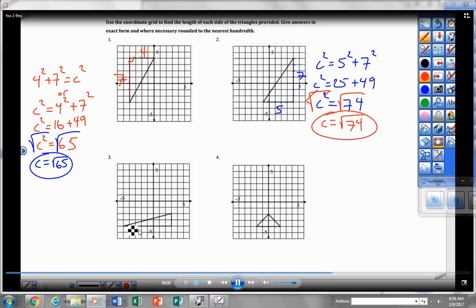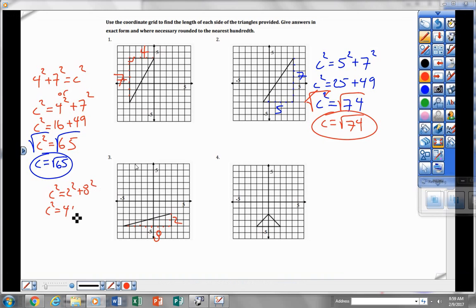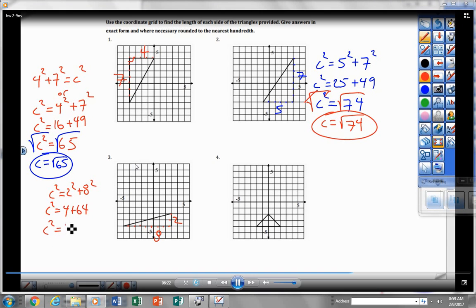Alright, 3. 1, 2, 3, 4, 5, 6, 7, 8 boxes long. 2 boxes tall. Those are my legs. The unknown hypotenuse is 2 squared plus 8 squared. That gives me c squared equals 4 plus 64. C squared equals 70. Square root both sides, and I get c equals root 70.